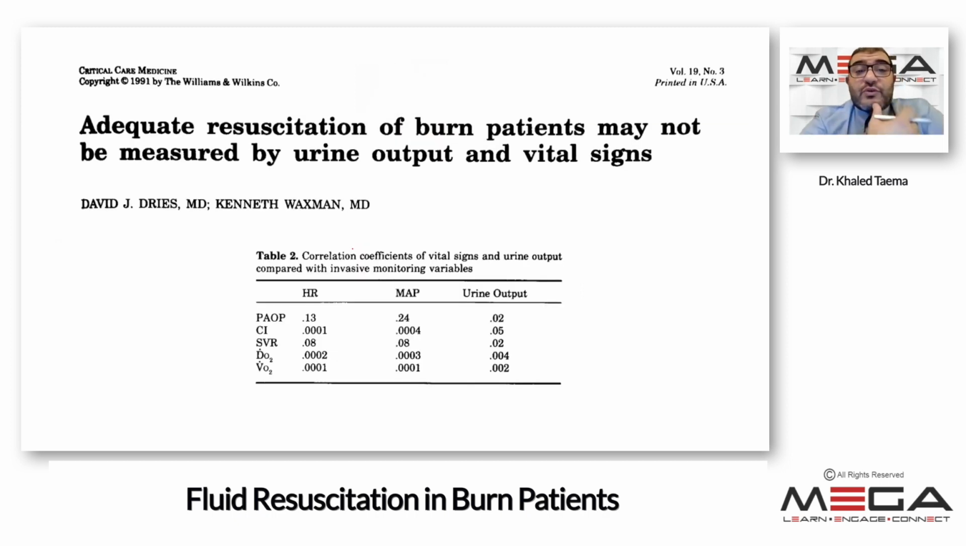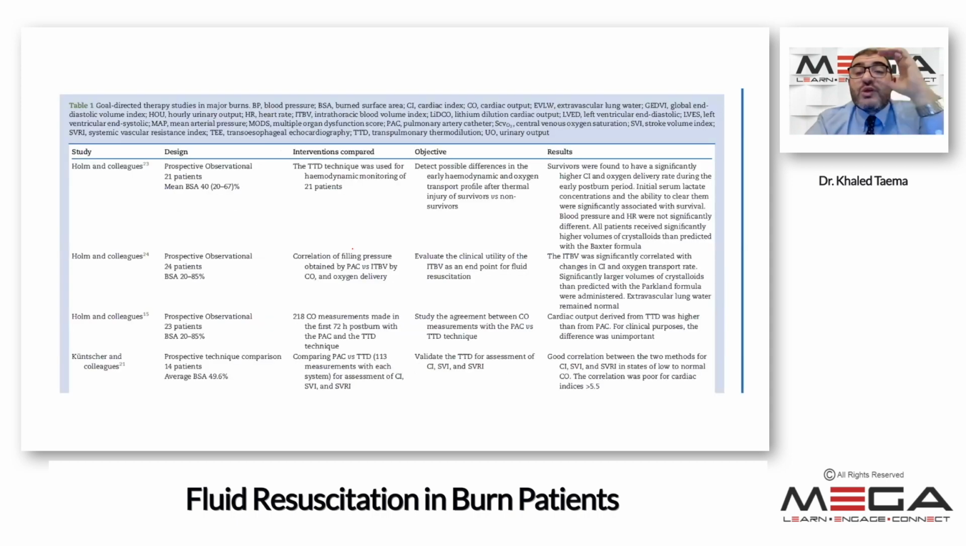However, some authors consider the urine output as an outcome for the resuscitation might not be suitable. And accordingly, many studies used what's called the goal-directed therapy, with the use of the transthoracic thermodilution, transesophageal echo, pulmonary artery catheter, intrathoracic blood volume index, and the other invasive monitors for the patient hemodynamics.